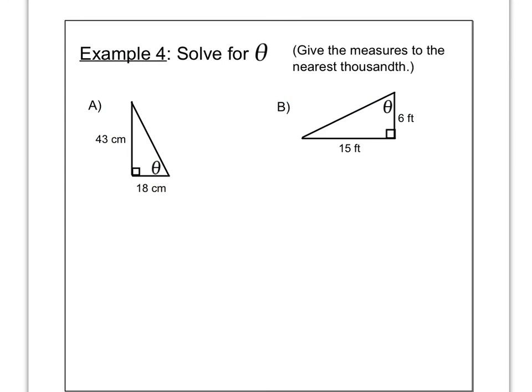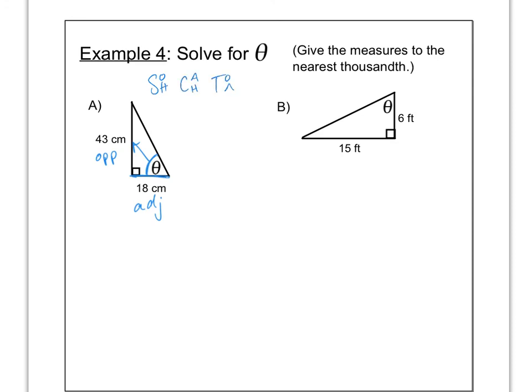Example 4. So let's try to solve for theta. So I see theta is down here in this corner, and I see two sides have writing on it. One is the 18. Is that opposite, adjacent, or hypotenuse to the theta? It is the adjacent side. It's right next to it. It touches it. How about the 43? 43 is opposite. So now you have to think about SOH CAH TOA.